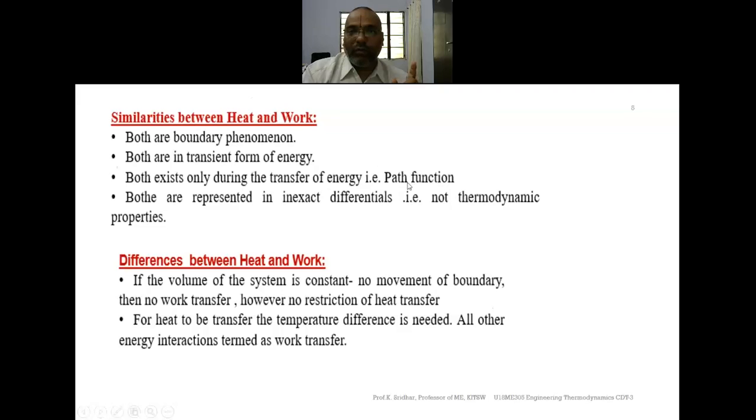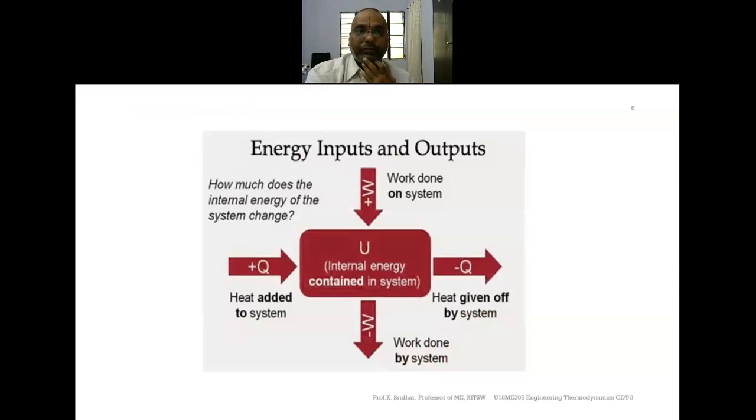Whenever I say it is a path function, these are inexact differentials. So this cannot be a perfect or exact differential. You cannot write work as dW; you write it as delta W only, since it is an inexact or imperfect differential. Similarly, delta Q, don't write dQ. But whenever we write the enthalpy difference, we can write dH, and dS. Because enthalpy, entropy, volume dV, pressure dP, these are all thermodynamic properties and point functions. These are exact differentials. That's how we differentiate the similarities and dissimilarities between work and heat.